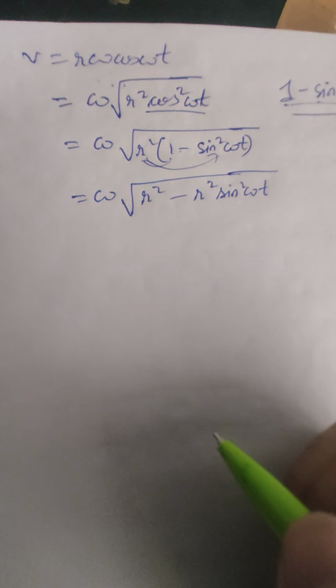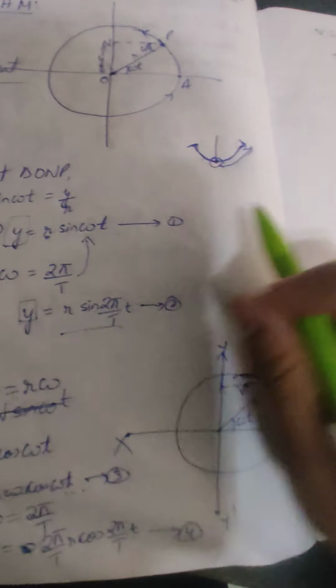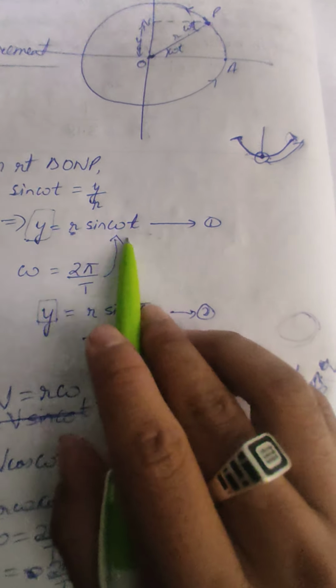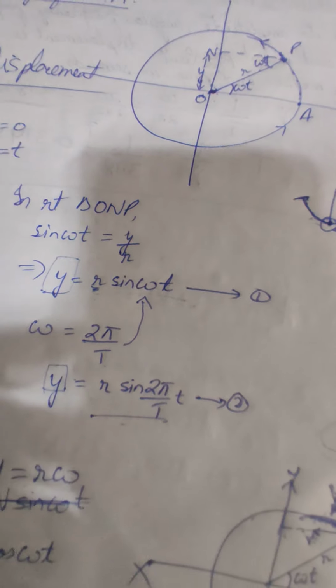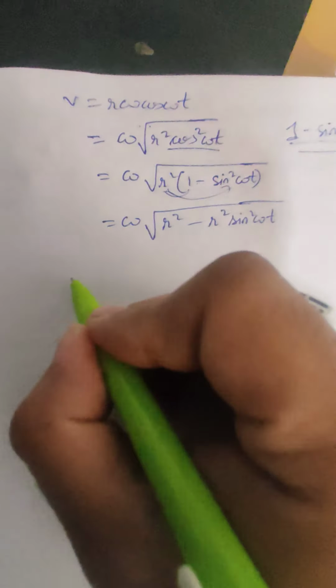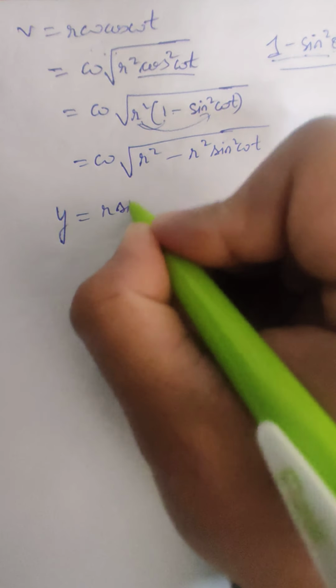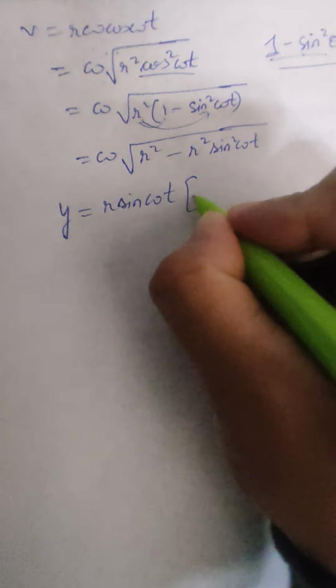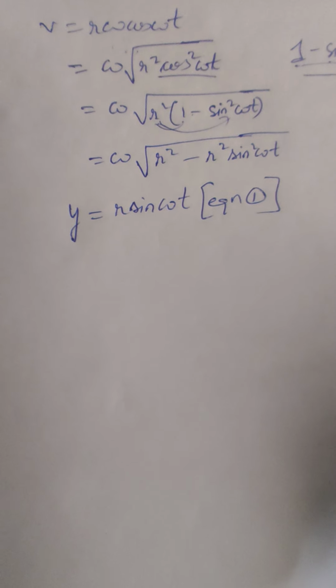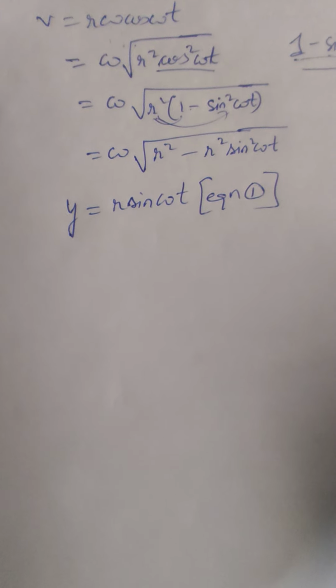Then if you look at equation 1, what is r sine omega t equal to? It is y, right? From displacement, y is equal to r sine omega t. This is what we have in equation 1. Let me just rewrite it. So what will be v?